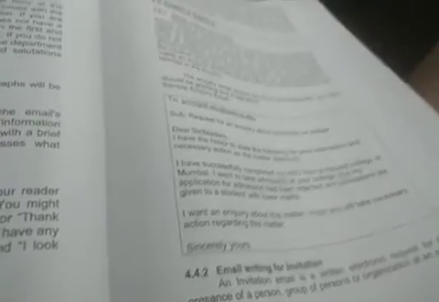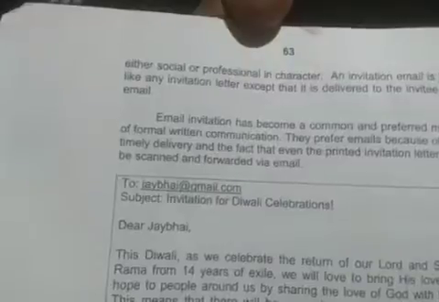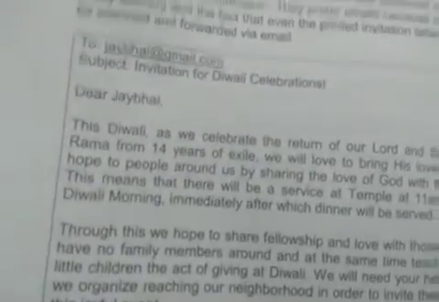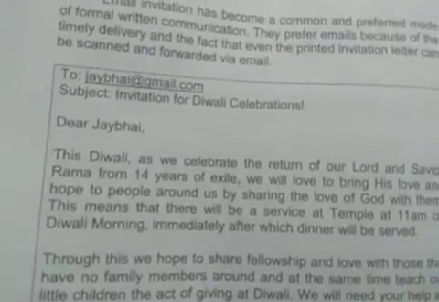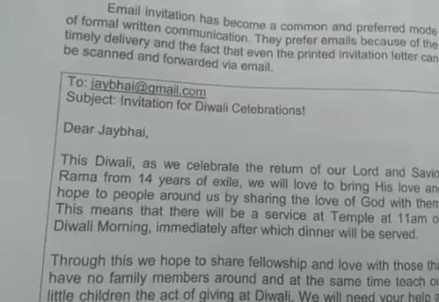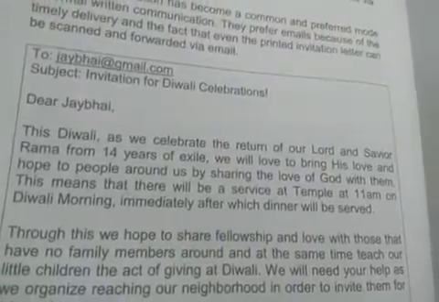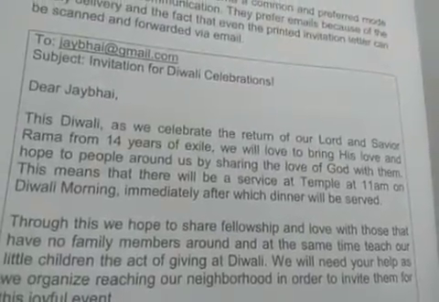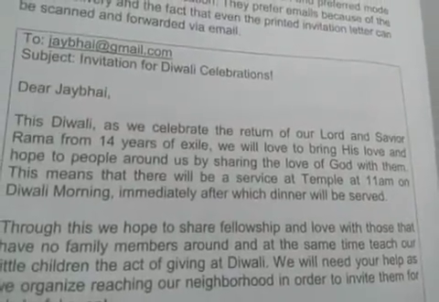4.4.2 Email writing for invitations. An invitation email is a written electronic request for the presence of a person, group of persons, or organization at an event. Either social or professional in character, an invitation email is just like any invitation letter, except that it is delivered to the invitee via email. Email invitation has become a common and preferred mode of formal written communication. We prefer emails because of the timely delivery and the fact that even a printed invitation letter can be scanned and forwarded via email.